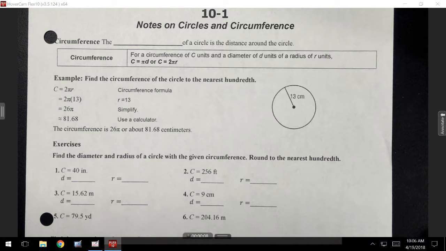Chapter 10 is all about circles. Circles, circles, circles, and more circles. You already know the basics of circles, but you're about to learn a whole lot more. Okay? So, the circumference is the outside of the circle.